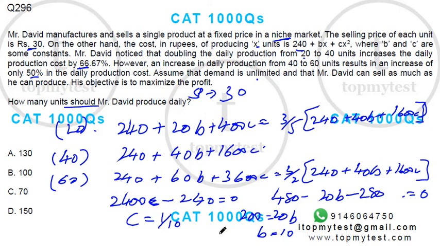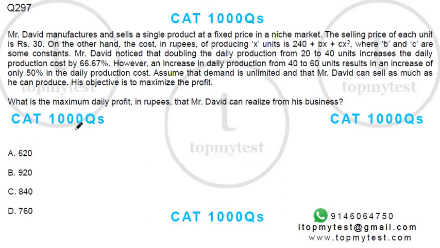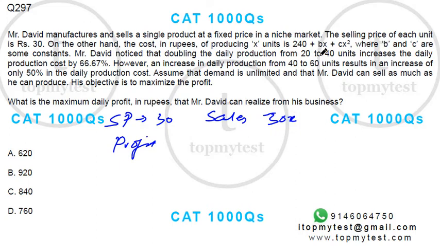Now, I got C, I got B. I can find the quadratic function. Let's go to the next one. Find the quadratic function. So your sales is 30, so your total sales will be 30x. Right. So your profit function will be sales minus cost. B is equal to 10, C is equal to 1/10. So let's see. It will be 30x minus 240 plus 10x plus x square by 10.